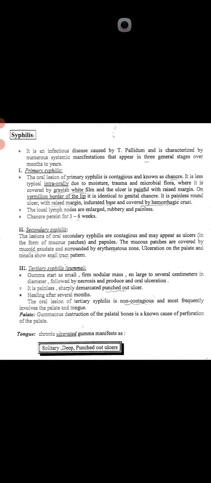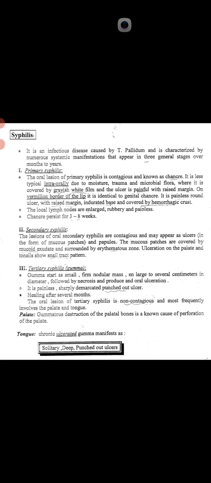Gumma occurs in which type of syphilis? Primary, secondary and tertiary. Actually it is tertiary. And the next MCQ: canker occurs in which type of syphilis? It is primary syphilis. And the third question was: Hutchinson teeth are present in which type of infection? Actually it was syphilis.